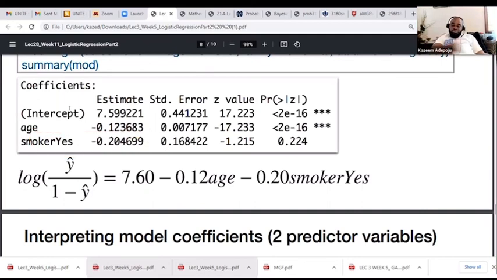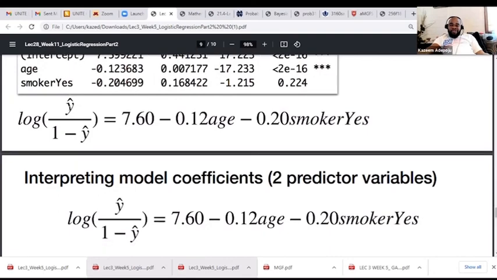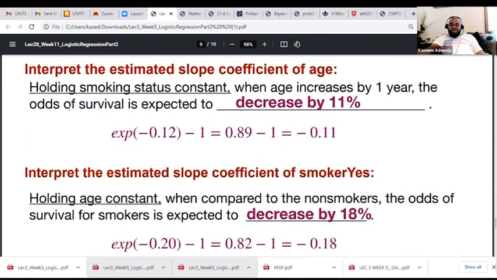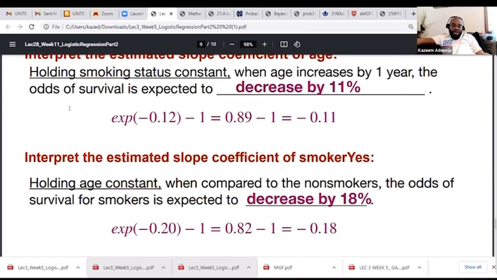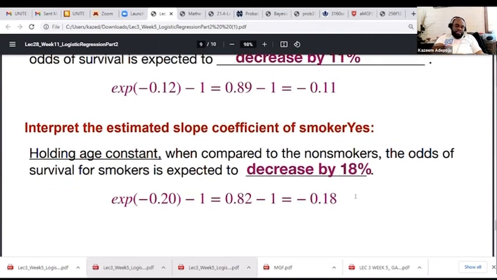That is why we said when compared to the non-smokers, the odds of survival for smokers is expected to decrease by 18%. How do I know that? Of course, I'm actually going to use the exponential raised to power beta 2, minus 1, and take the absolute value. What is the slope for smokers?